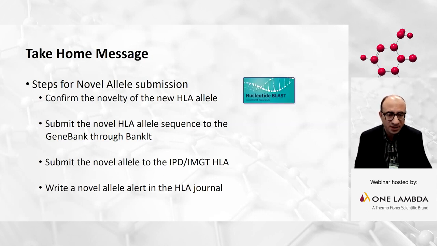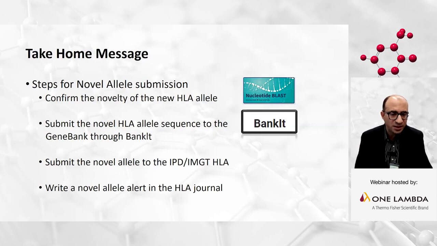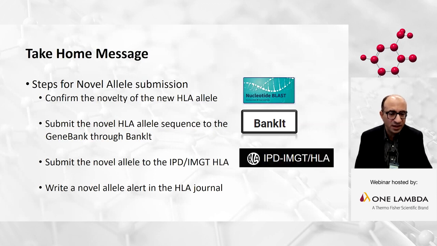The first thing, and I found this is the most important, is to do a nucleotide blast. Because if you didn't do a nucleotide blast, after you spend all this time, you will get a response from the IMGT staff that your allele has already been submitted. So please do the blast as the first step. The second step is to submit the novel HLA allele sequence through GenBank, through BankIt. Then submit the novel allele through the IMGT/HLA website, and document this hard work by publishing it in the HLA journal.